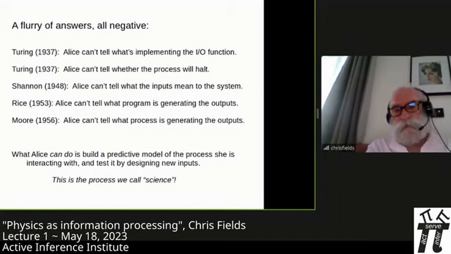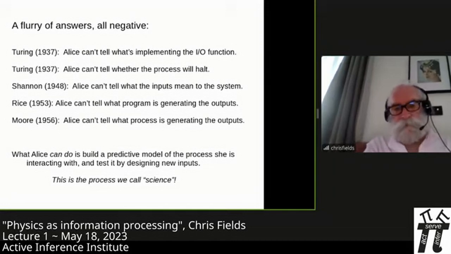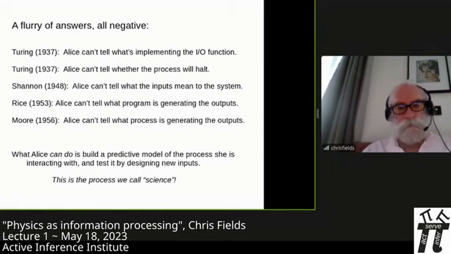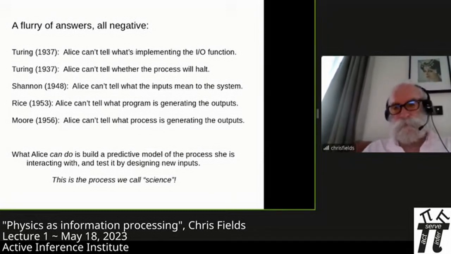Shannon showed that Alice can't tell what the inputs mean to the system. His whole theory of communication is completely independent of semantics, and it actually accurately describes what Alice can observe. Rice is the one who proved that you can't determine what program is generating the outputs. And then Moore proved a very similar result in a completely different formal setting of general cybernetics, that you can't tell what process is generating the outputs by finite observation.